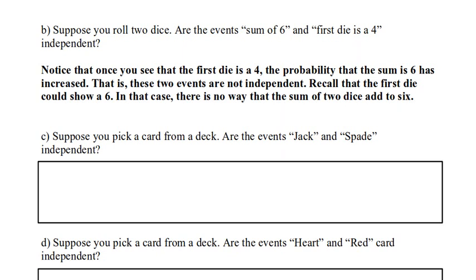We've made it more likely that the sum can be 6. In other words, for these two events, one affects the other. So they are not independent.